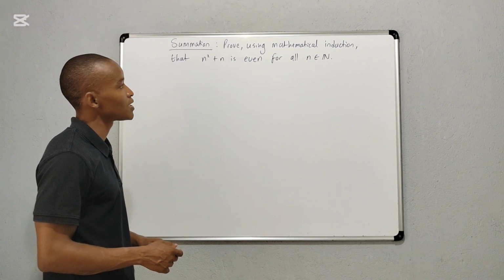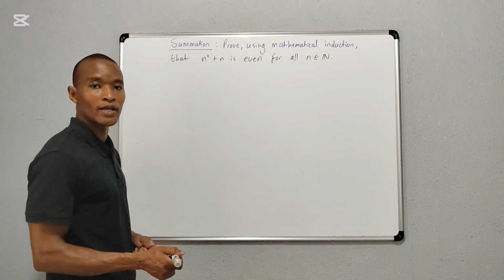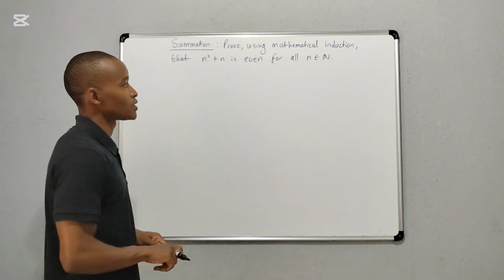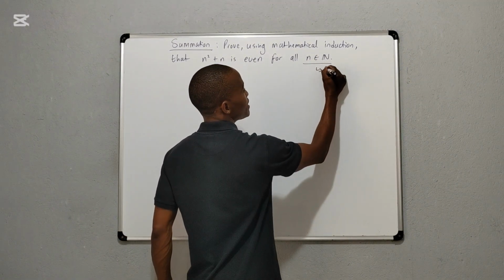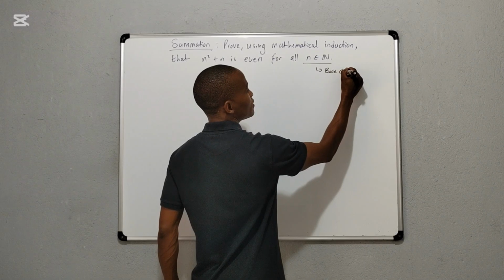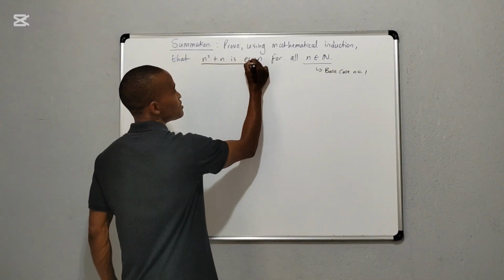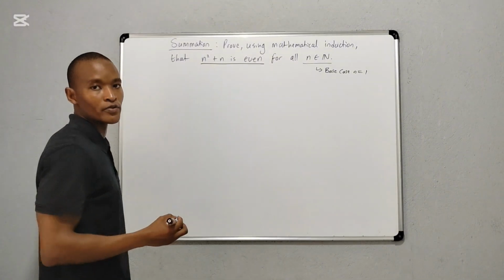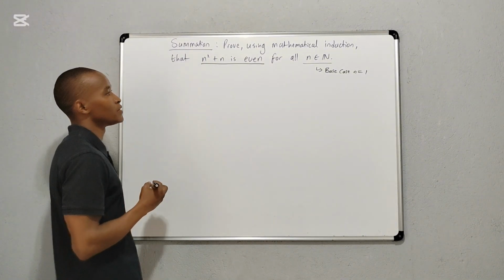All right, so here is the example under summation. Prove using mathematical induction that n squared plus n is even for all n element of natural numbers. Since this is n element of natural numbers, our base case will be n equal to 1, the first natural number, and this is the statement that we want to prove. It must be true for n element of natural numbers.